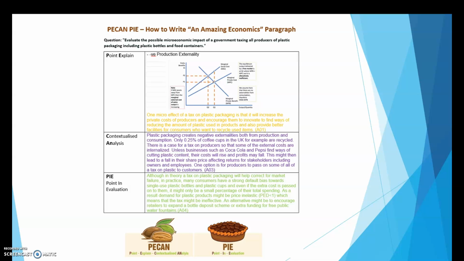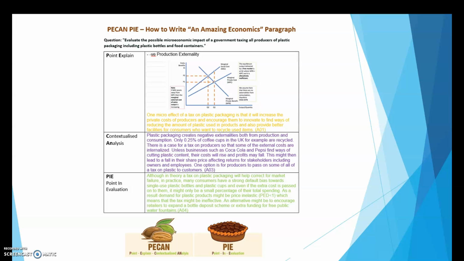Now, to try and provide contextualized analysis, we need that chain of reasoning, but also we want to try and give it context in terms of businesses. Okay, so plastic packaging creates negative externalities both in production and consumption. Only a quarter of coffee cups in Britain are, for example, recycled. There's a case for a tax on firms so that some of the external costs are internalized. That idea that the polluter will pay. Unless businesses such as Coca-Cola and Pepsi find ways of cutting plastic content, their costs will rise and their profits will fall. This might then lead to a fall in their share price, affecting returns for stakeholders, including owners and employees.